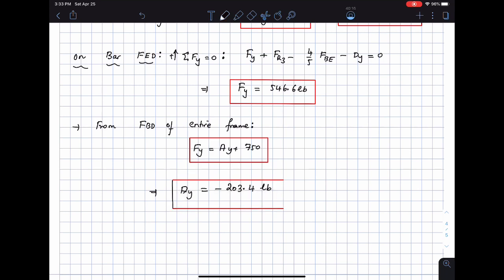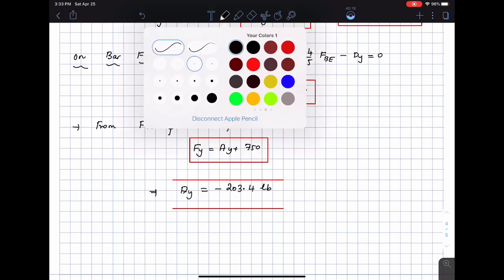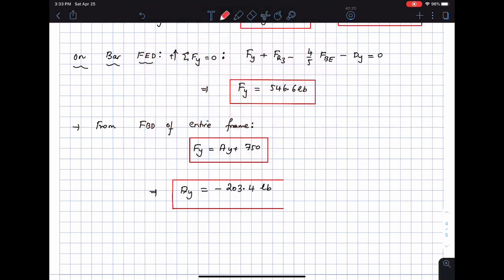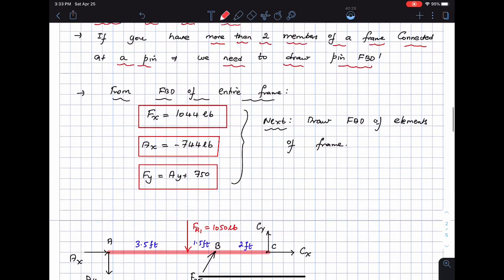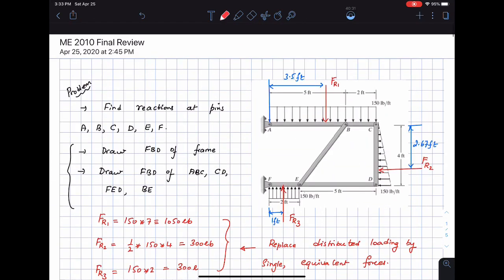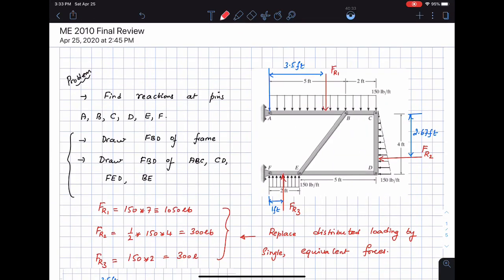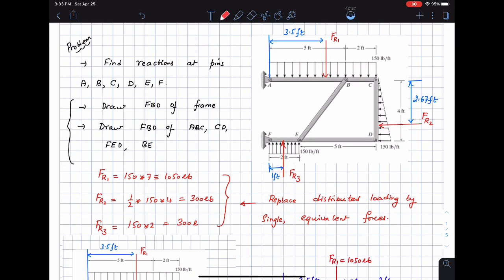So I have found out the forces in all of these bars as asked by the problem. If I go back to the problem, a very quick summary is the following. I'm just going to look at the main figure of the problem. First step is I was given distributed loading, so I replaced the distributed loading by single equivalent forces. You can see that rectangular loading is area under the rectangle, triangular loading is area under the triangle.